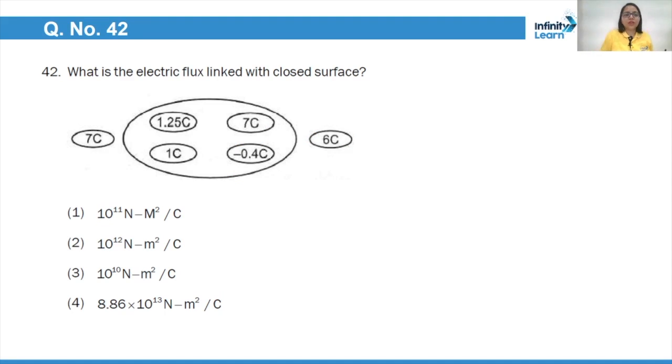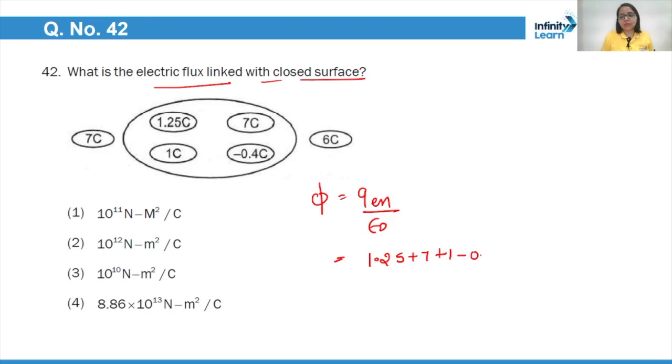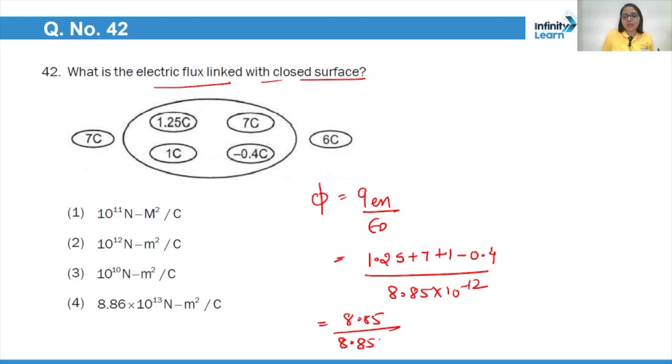Question number 42. What is the electric flux linked with the closed surface? So flux linked is Q enclosed divided by epsilon naught. What is Q enclosed? 1.25 plus 7 plus 1 minus 0.4 divided by epsilon naught, which is 8.85 into 10 power minus 12. So total charge inside the closed surface is 8.85 divided by 8.85 into 10 power minus 12, will give you what? 10 power 12 Newton meter square per coulomb, right? So correct answer is option 2.